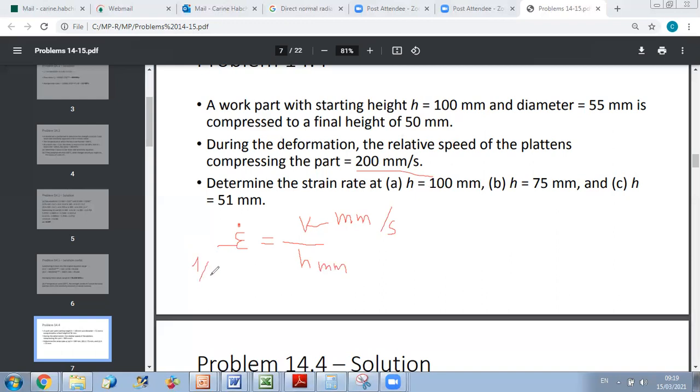So you can say that with constant velocity, what will happen for strain with time? If you have a compression test and you fix the velocity, as you are compressing, the height is reduced. And what will happen to the strain rate then? With reduction of height, the strain rate will increase. Here it's just a numerical application. When calculating strain rate for different heights, you will observe an increase in strain rate with reduction in height.